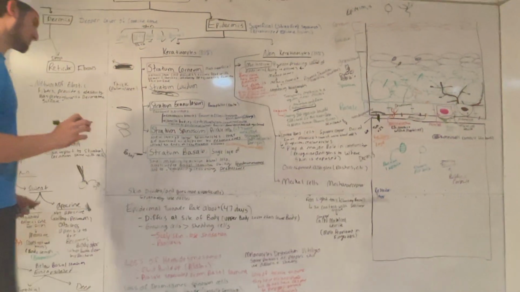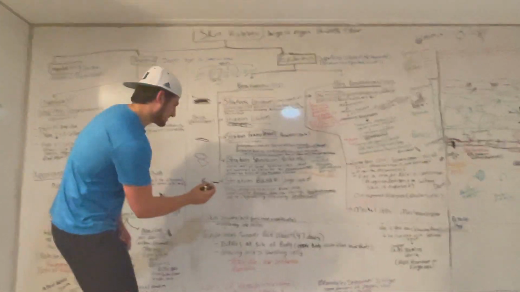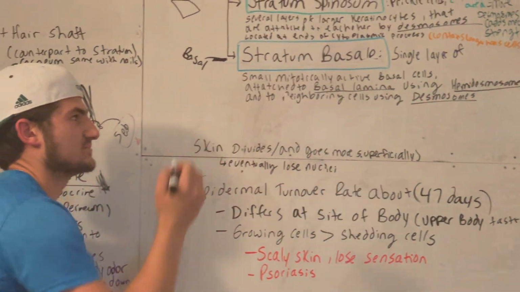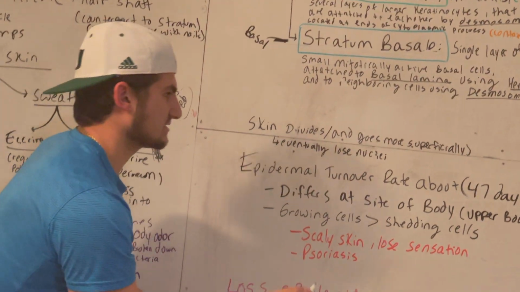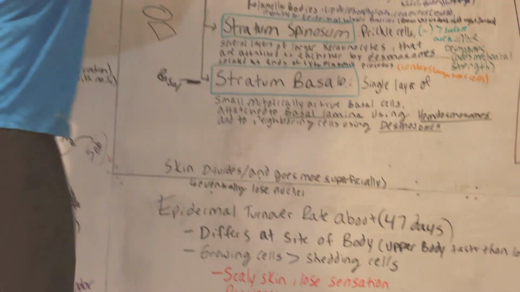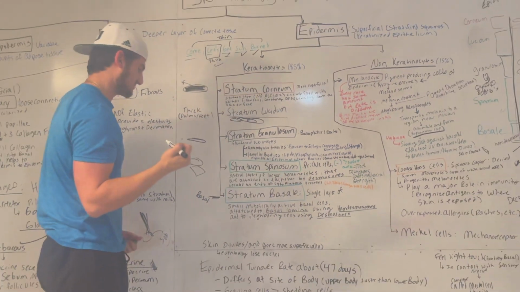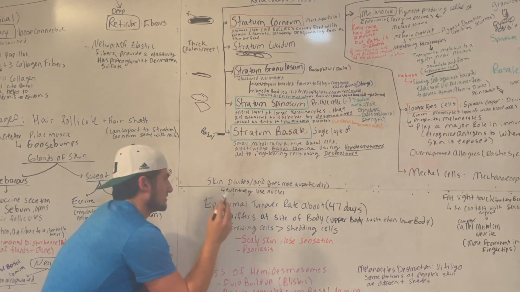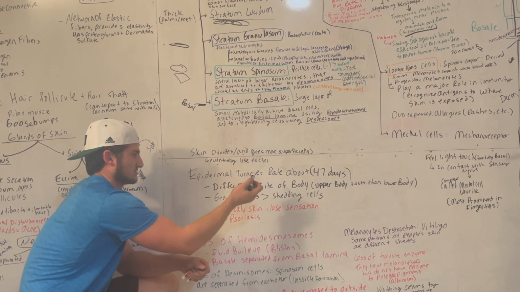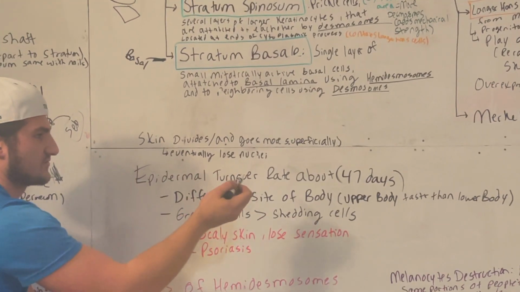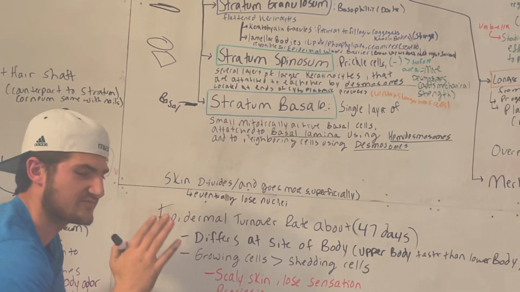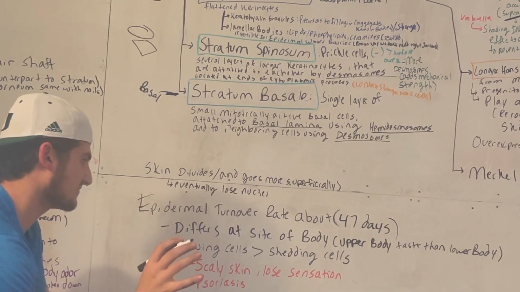There's another thing I wanted to talk about that I didn't, which was how the skin divides. So the skin divides, right, fast from the stratum basale, and it starts going upwards. It grows superficially. When it grows superficially, at the very top, it starts to lose its nuclei, like we said. Now we have an epidermal turnover rate, right? So by the time the skin goes from the bottom layer all the way to the top, it takes about 47 days. This is an average.